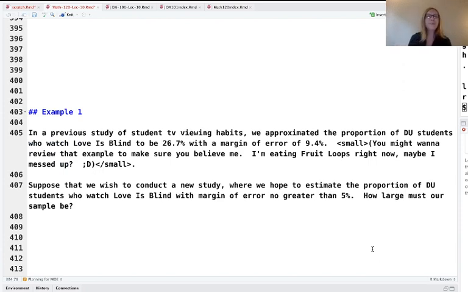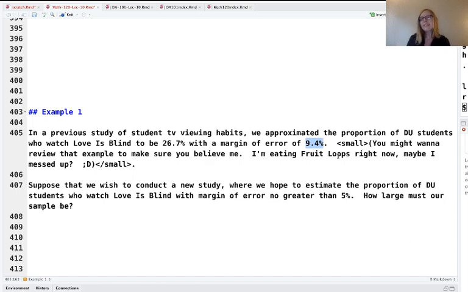All right, let's do an example. This connects to a previous example that we thought about in video 1. We constructed a confidence interval for the proportion of Denison students who watch the Netflix show Love is Blind. And in that problem, we had a sample proportion of 26.7%, and we had a margin of error of 9.4%.